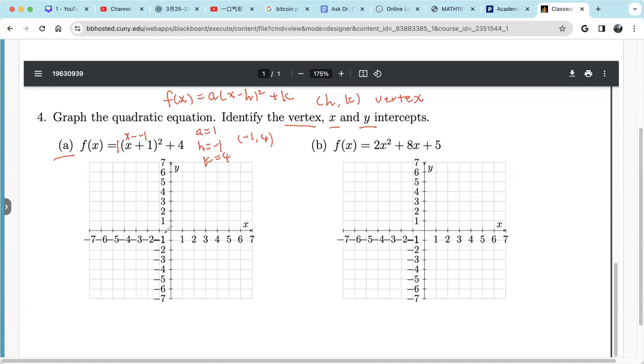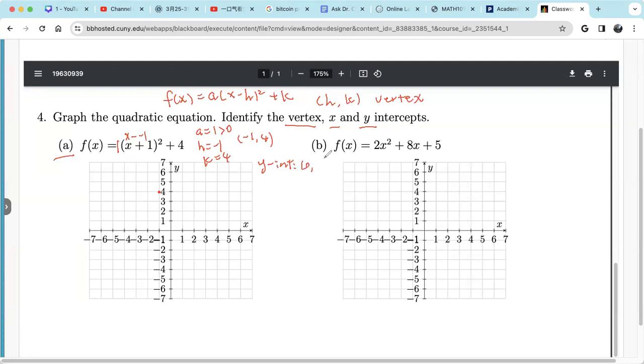Well, let's graph the vertex first. So it's -1, 4. X value -1, Y value 4. And because a is positive, we have an upward parabola. Upward parabola, we won't have x-intercepts, but we do have a y-intercept.